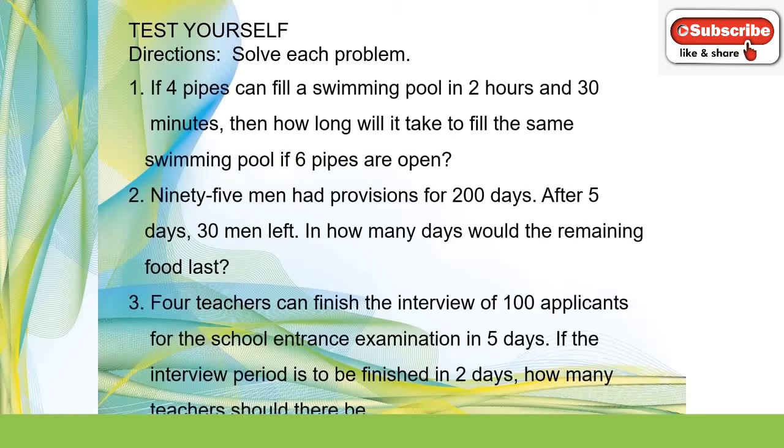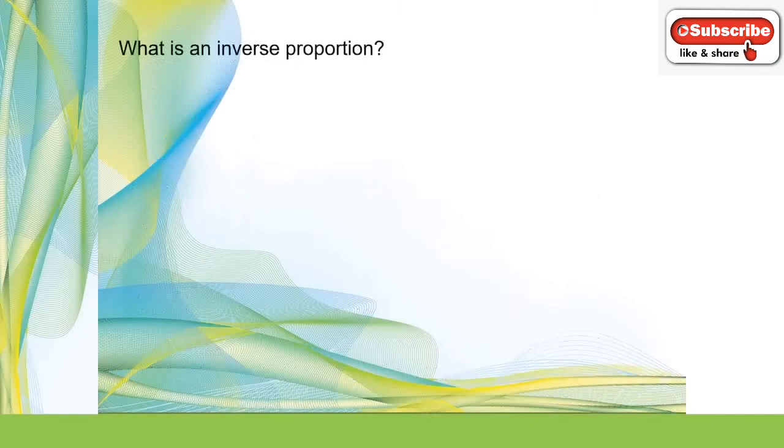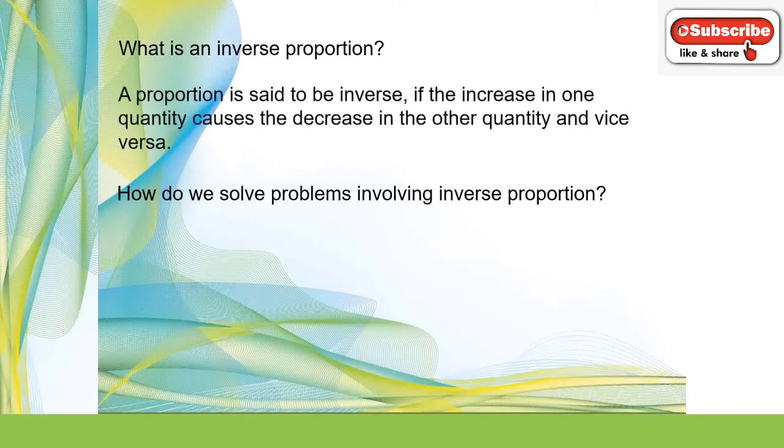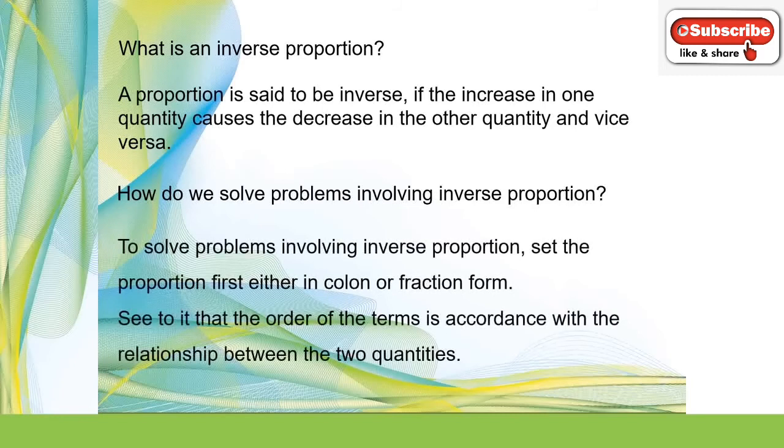Go! Can you tell us now what is an inverse proportion? How do we solve problems involving inverse proportion? A proportion is said to be inverse if the increase in one quantity causes the decrease in the other quantity and vice versa. To solve problems involving inverse proportion, set the proportion first either in column or fraction form. See to it that the order of the terms is in accordance with the relationship between the two quantities.